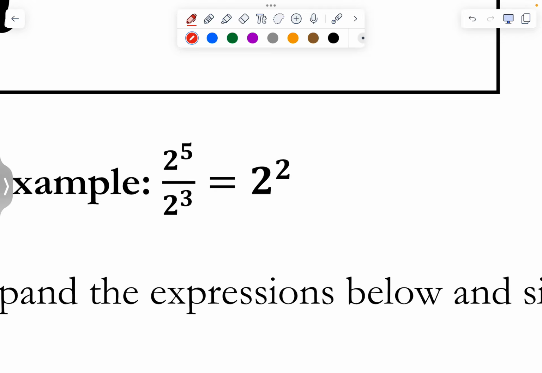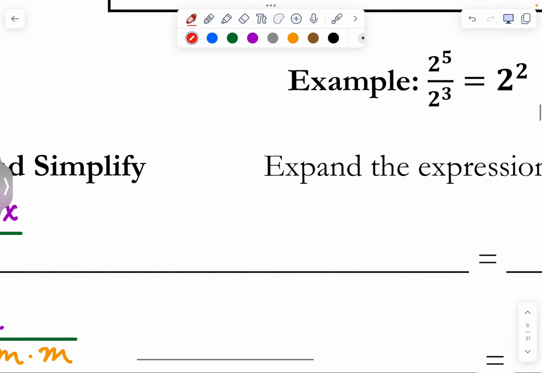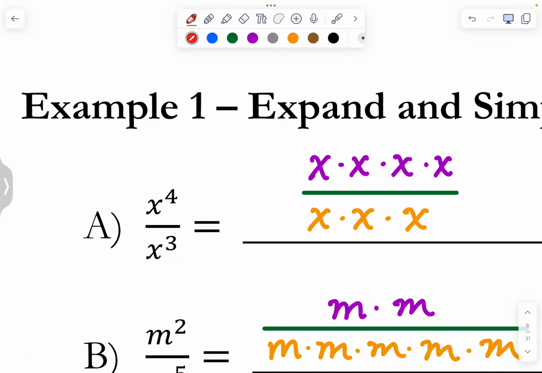5 minus 3 is 2, so this is 2 to the 2nd power, right? We're using that principle. Now, we're going to expand here. So you can see on A, I have 4 x's on top, and I have 3 x's in the bottom. A lot of times, we're just going to think of this as canceling, right? These guys cancel these guys out, right? So we got pairs, pairs, pairs.